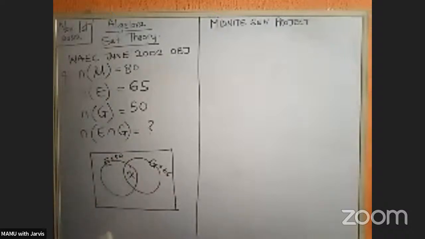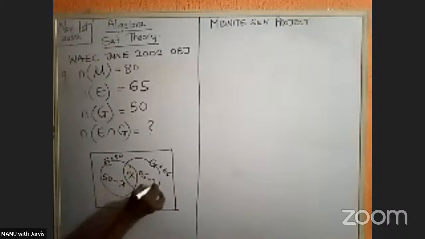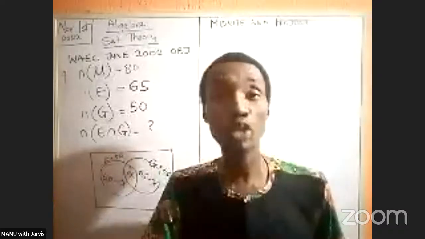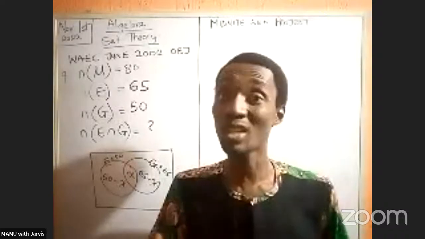So what that means is that what will now be here? If I say the intersection between E and G is X, it will mean that this one will simply be what? 50 minus whatever the intersection is, and this will be 65 minus whatever the intersection is. Remember that in sets, we do not double count. We do not double count an entry. So an entry is only accounted for once.